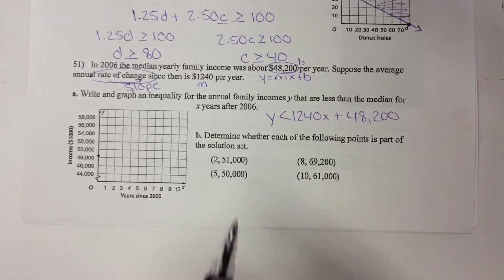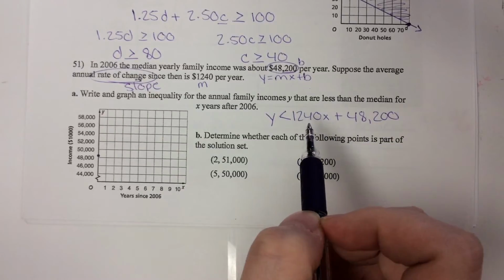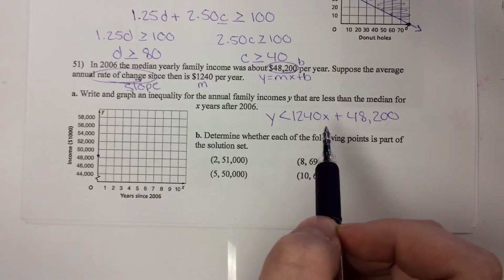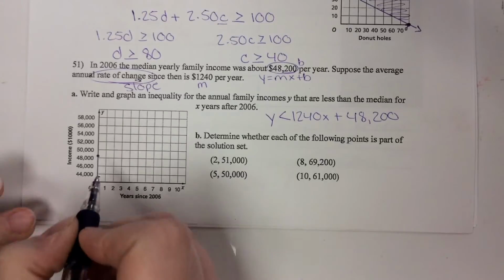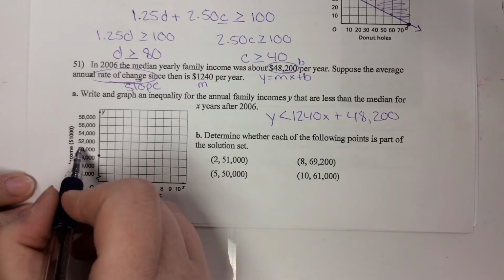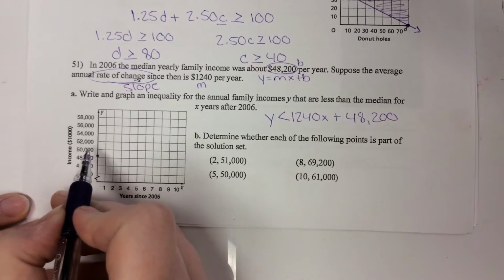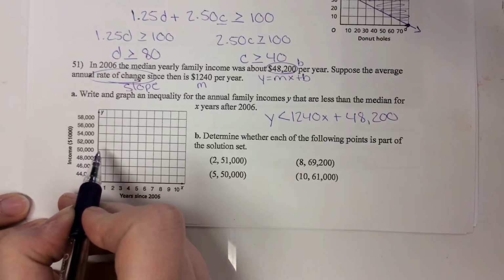Okay? And this is slope, so rise over run. We need to go up about $1,200 over one year. Okay. All right. So from 48 to 50, we've got 2,000. So we don't want to completely go up to 50 yet. We only want to go up maybe like right about here.